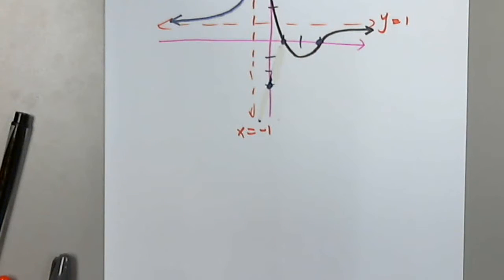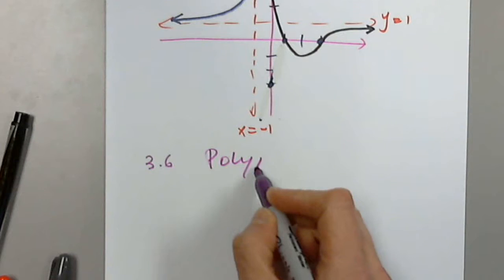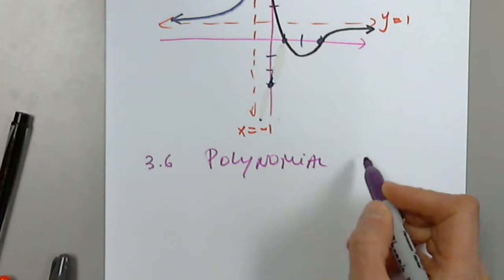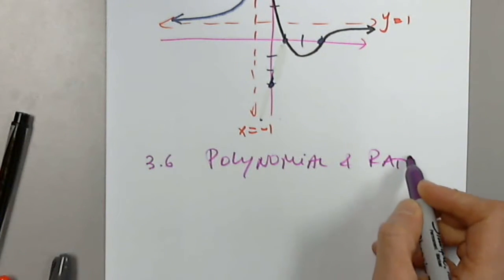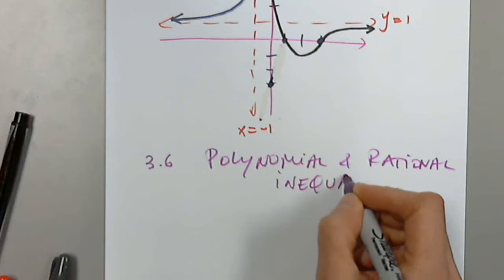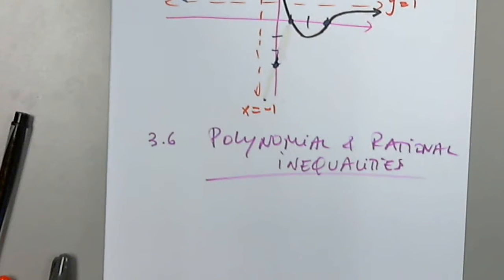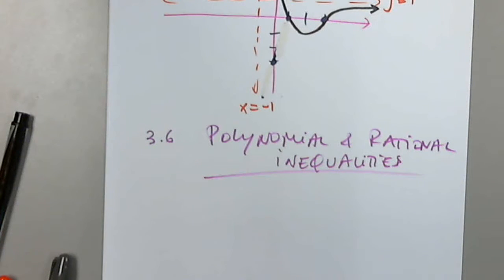Section 3.6: Polynomial and rational inequalities. I'm hoping to finish this, and I'm hoping to go back to some applications. I need to show you some applications from rational functions.